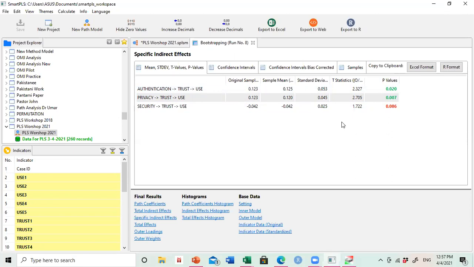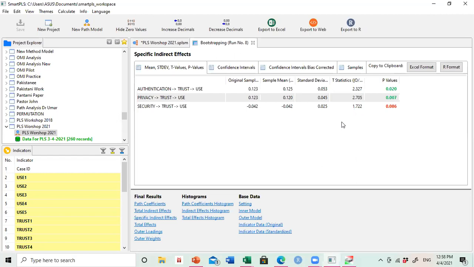Yes, sir. The first hypotheses are significant. The last one is not significant, the security. Why? Because it is more than 0.05. Which one? The last one, the security. Okay, so you are talking about p-value, right? Yes, sir. Okay, so only p-value, is that enough? No, as well the original sample. No, original sample doesn't matter. What matters is the t-value. Yes, t-statistics and p-value. Yes, and the confidence interval.